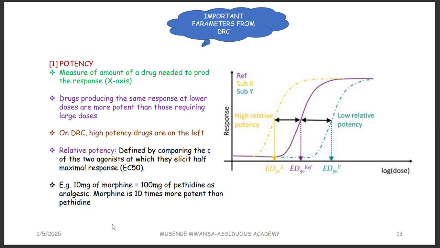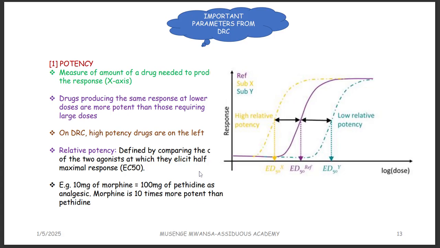So, for example, we can compare morphine. Morphine is an analgesic, an opioid analgesic. You can give it if you are feeling pain, but normally you don't prescribe it because of addiction. It makes you feel nice, euphoria. So, for example, you can give 10 milligrams of morphine, and it will be equal to 100 milligrams of pethidine. Pethidine is also another analgesic. It's an opioid. It can also help in pain relief.